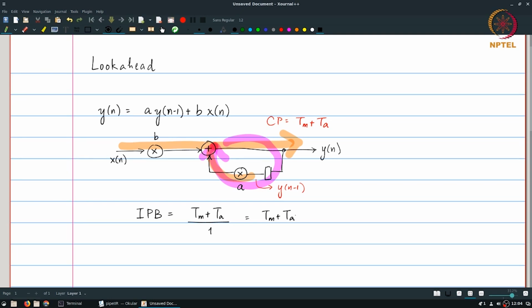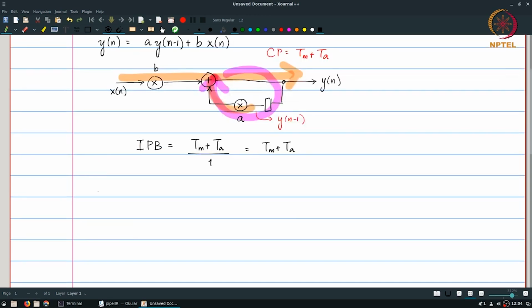What you can, however, change is the algorithm itself, or in other words, the equation that you are trying to implement. So let's see if there is another cleverer way of writing this equation that allows us to come up with a slightly different implementation, which will allow us to achieve a different sample rate. The modification that we are going to make is to observe that I can substitute the expression for y of n minus 1 in the expression for y of n. In other words, what is y of n minus 1? It's in turn going to be given by a times y of n minus 2 plus b x of n minus 1.